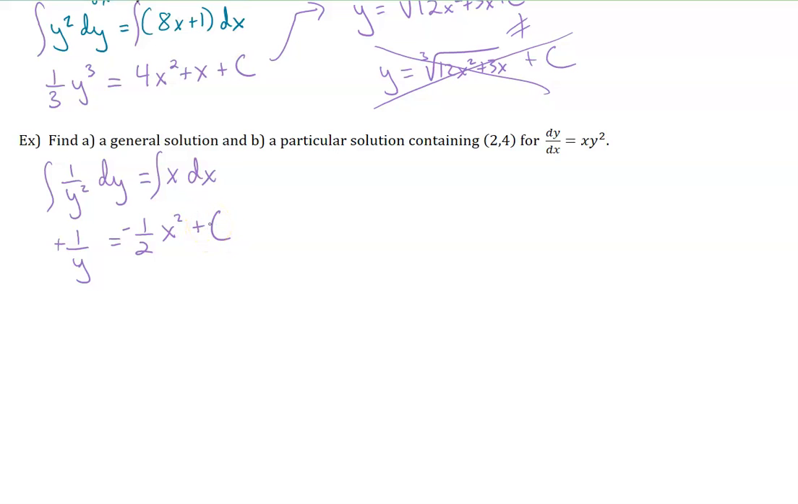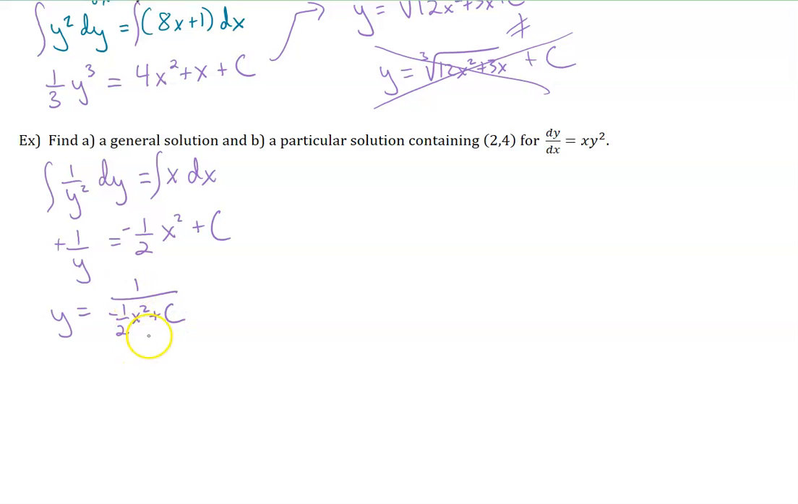And then we can do this one of two ways. We can think of it as multiplying by y and then dividing by this entire thing, or we could just take the reciprocal of both sides of the equation. Either way, we get the same algebraic result. We get y equals 1 over negative 1/2 x squared plus c.